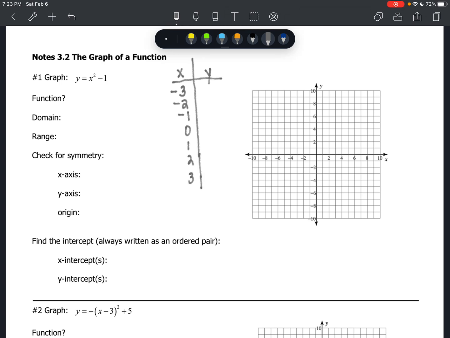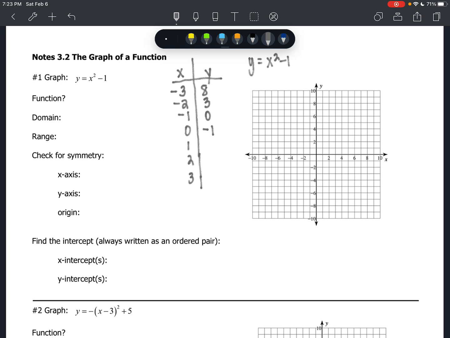Now I'm going to make a pretty large table this way I can get as many points as possible on my graph. When I put a negative 3 into the equation for x, y equals x squared minus 1, negative 3 squared is 9. 9 minus 1 is going to give us an 8 for an output. When we put negative 2 in, negative 2 squared is 4. 4 minus 1 is 3. Negative 1 squared is 1. 1 minus 1 is 0. When we put a 0 in, we're going to get negative 1 out.